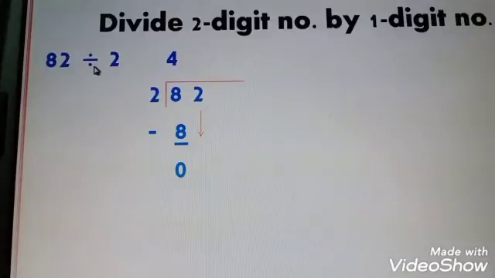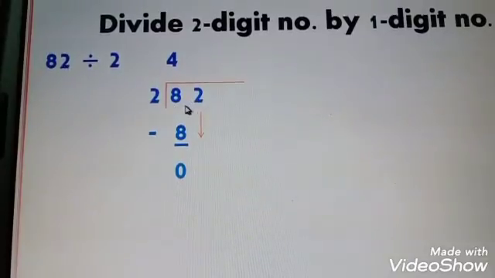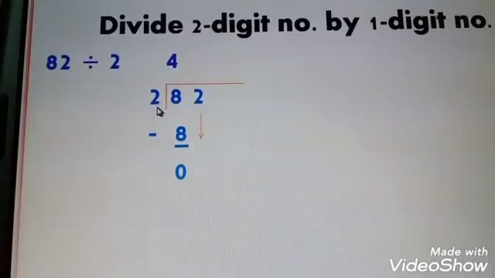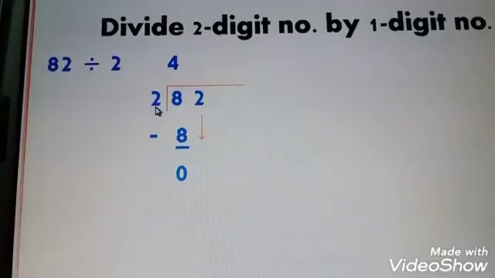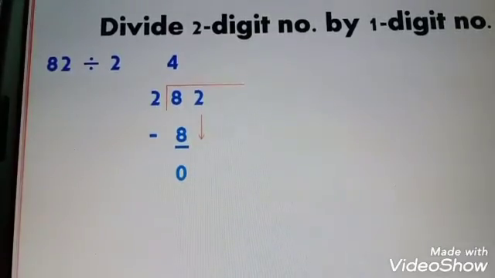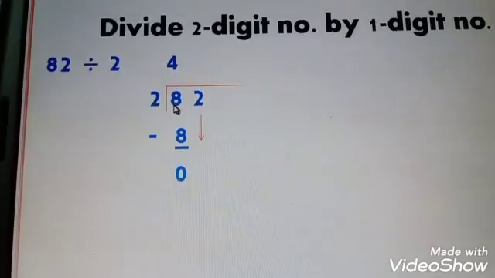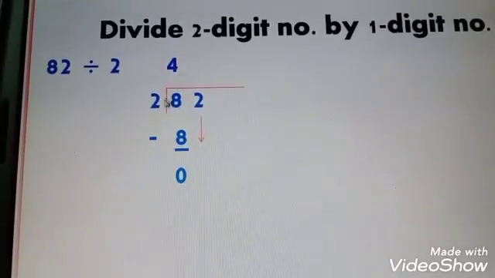82 divided by 2. So again 82 is the dividend, which is written inside, and 2 is the divisor, which is written outside. From 82 we'll take only one digit to divide, because 2 is one digit, the divisor. So here also we'll take 8, one digit. In the table of 2, 8 comes how many times? 4 times. So 2, 4 are 8.